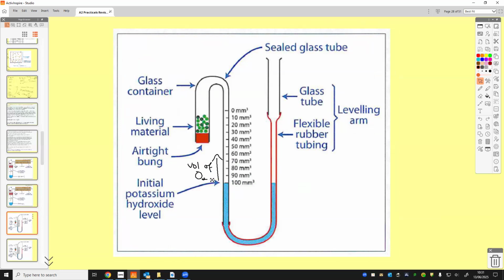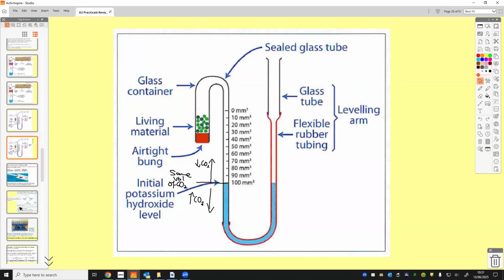Again here, you'd have your potassium hydroxide in here, and the volume of oxygen would be how much this moves up the way. Again, for working out carbon dioxide, you need to replace this potassium hydroxide with water. If it stays in the same place, it's the same volume of carbon dioxide. Moves up, less carbon dioxide. Moves down, there's more carbon dioxide used.